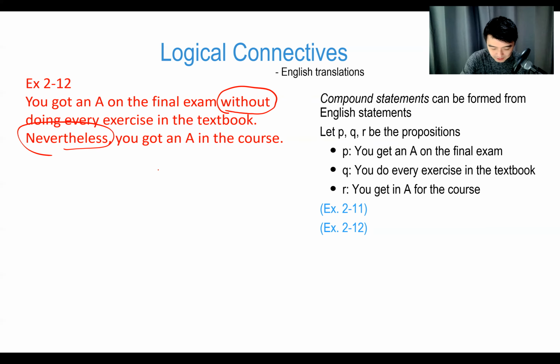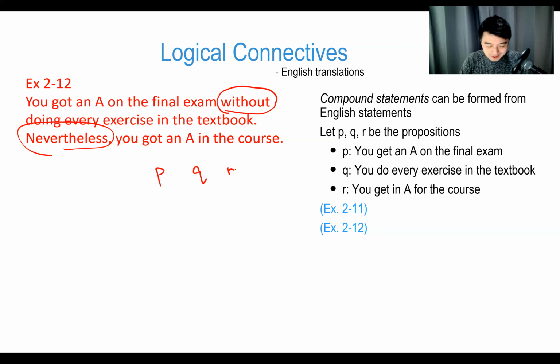So, again, you got an A on the final exam. That seems like a P. And then every exercise in the textbook, that seems like a Q. And then an A in the course is R. So, let's start off with "without." Without seems to suggest that there is a negation involved. There should be a negation involved.